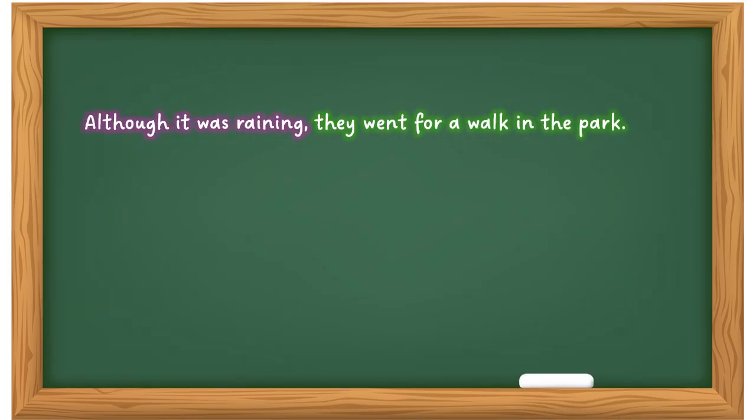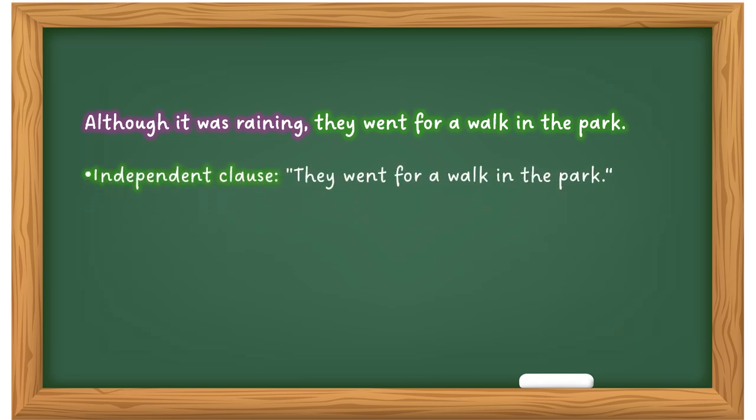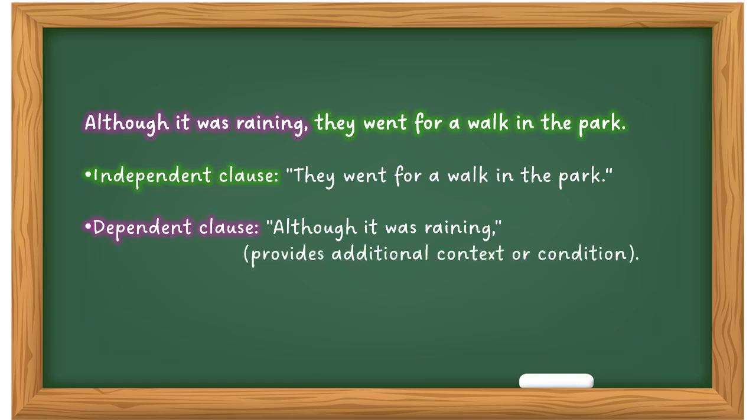Here's another example. Although it was raining, they went for a walk in the park. And just like before, the green part there is the main clause, because without the main clause, the other part doesn't make sense. So in they went for a walk in the park, you have your subject and your verb. There's your dependent clause. Although it was raining doesn't make sense unless you add the main clause. So it provides additional context or condition, so you know what's happening. Your reader knows what's going on.